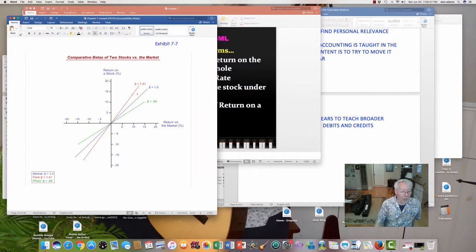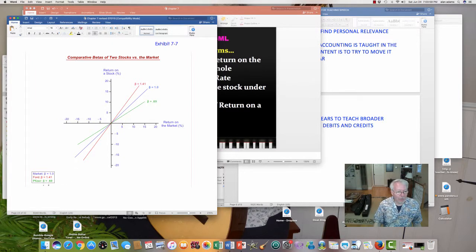Now that can work downward as well. If the market were to drop 10%, then we can expect that Ford would drop about 15% as well. Okay, so up or down, the return on your stock versus the return on the market is charted by beta, either mathematically or, as you can see in this case, visually.